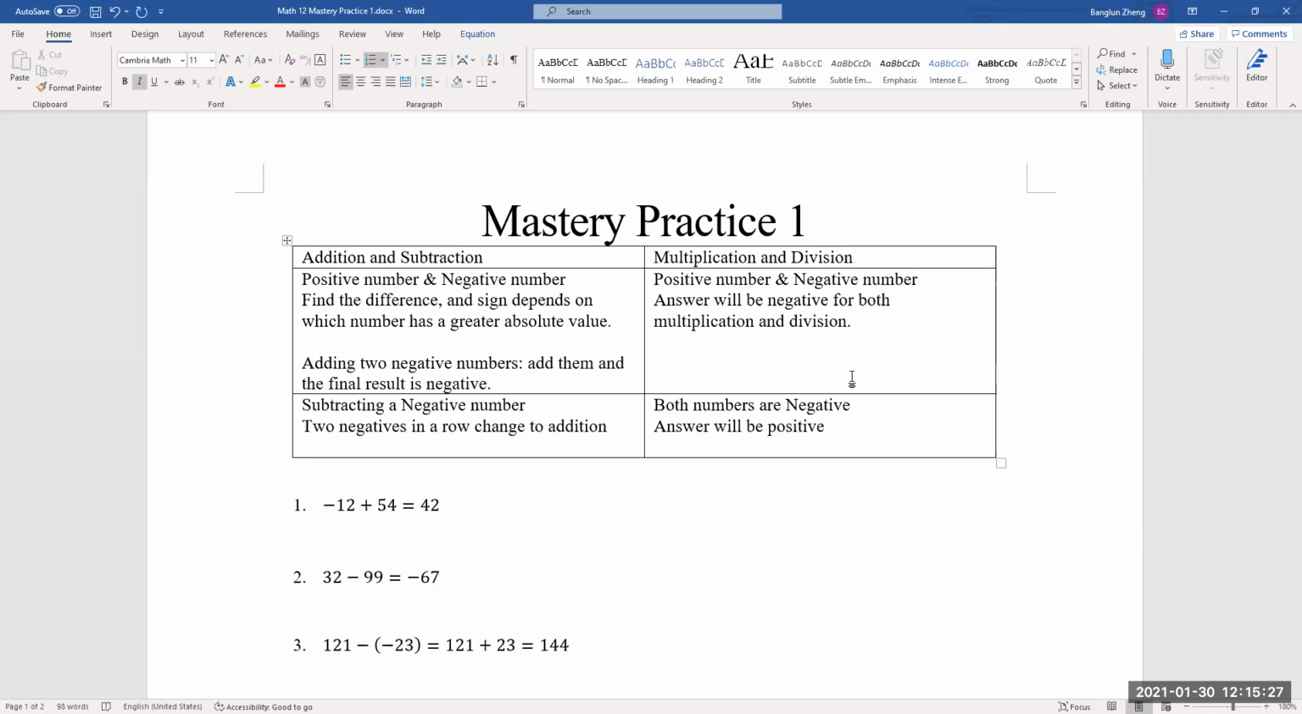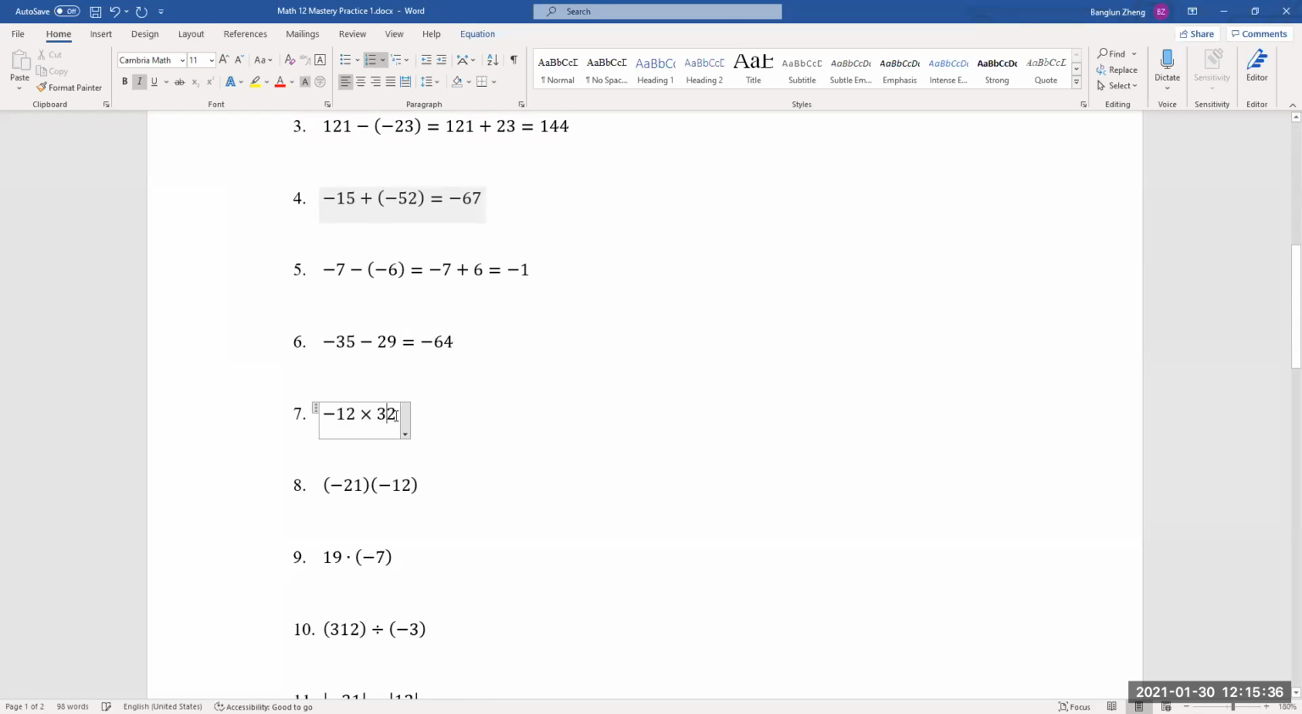Of course, if you have only positives, you don't need to worry about the signs, so we don't put that here. That's all you have to remember for multiplication and division. So negative 32 times 12. 12 times 32 is 384. That multiplication is not so bad. The final answer though, because it's one negative and one positive, has to be negative. So it's negative 384.